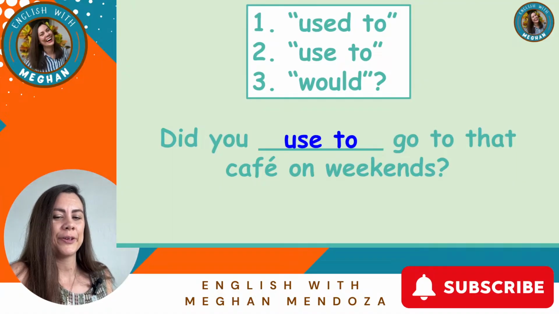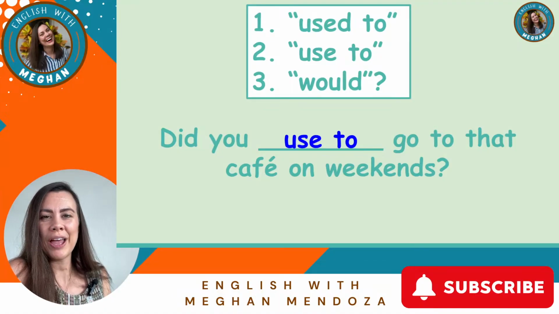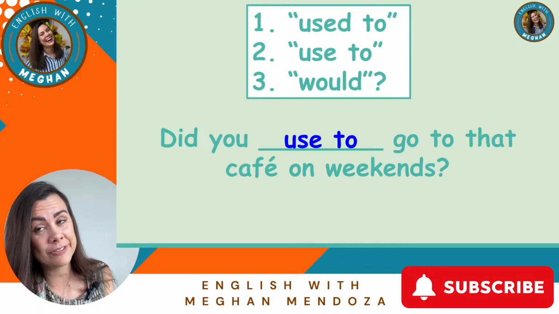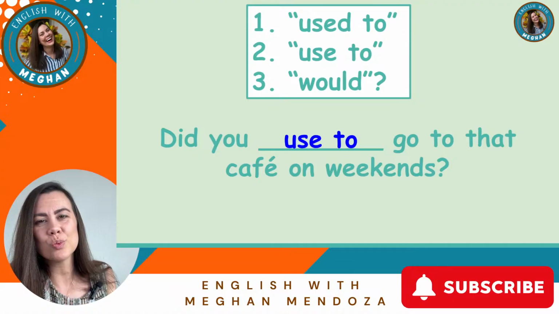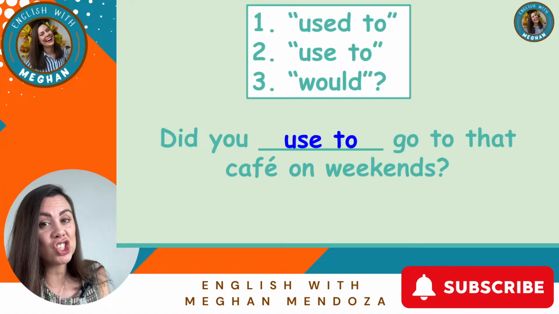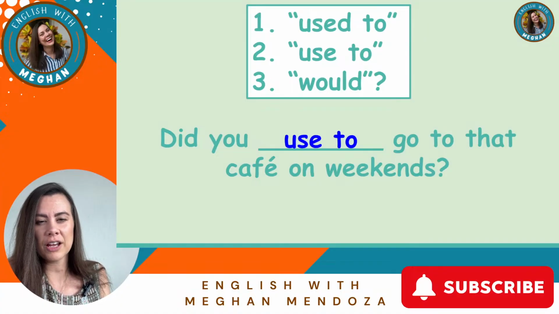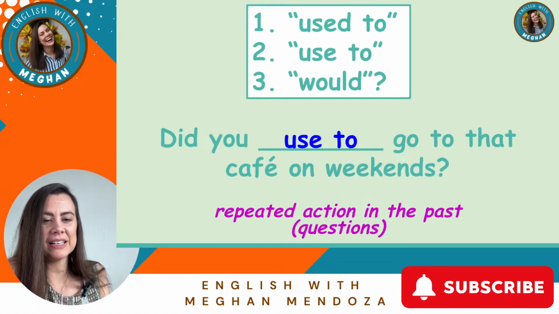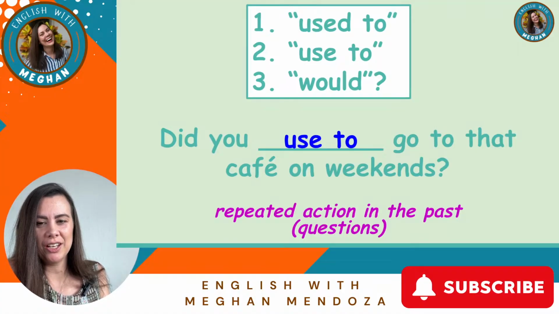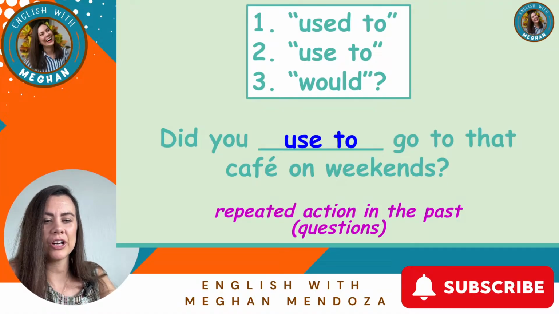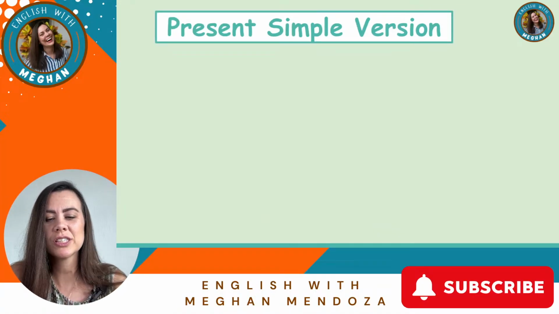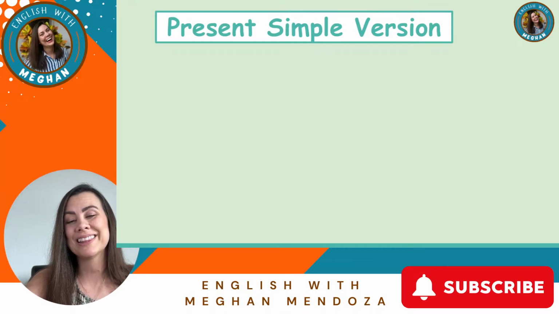Yes. Okay. Natural pronunciation. You can say it as you have learned it. Did you used to go to that cafe on weekends? But you would hear natural native speakers saying, "did you used to go to that cafe on weekends?" And this is because it is a question. Okay, repeated action in the past. So congratulations to the people who have been in the chat.